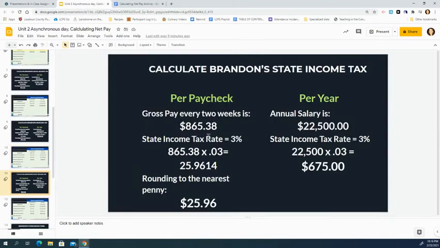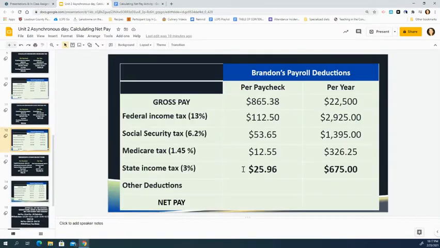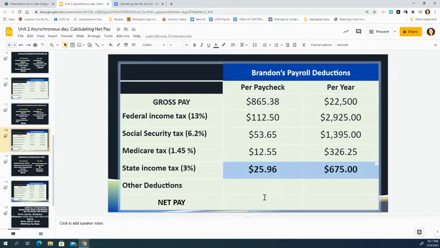And then state income tax, it's at 3%. So 865 times 38 times 3%, or 0.03, is going to be $25.96 for the tax, for the every 2 weeks state income tax. And then for his annual salary, $22,500 times 3%, or times 0.03, is $675. And again, we're going to add that into the chart. So now we have his state income tax done.